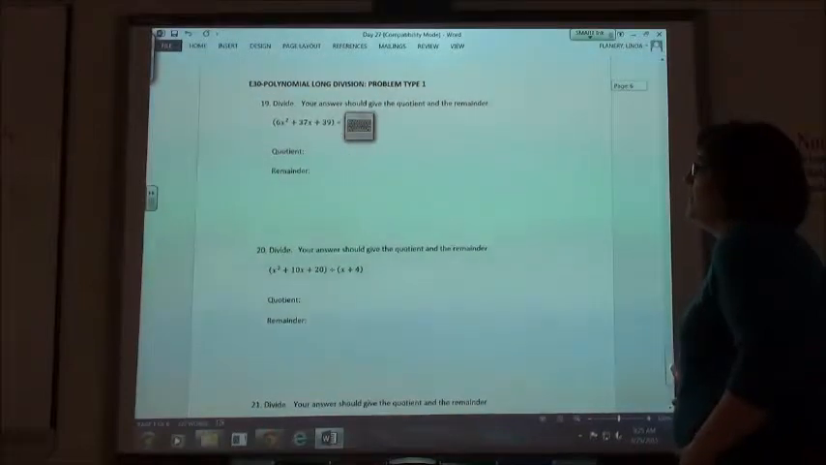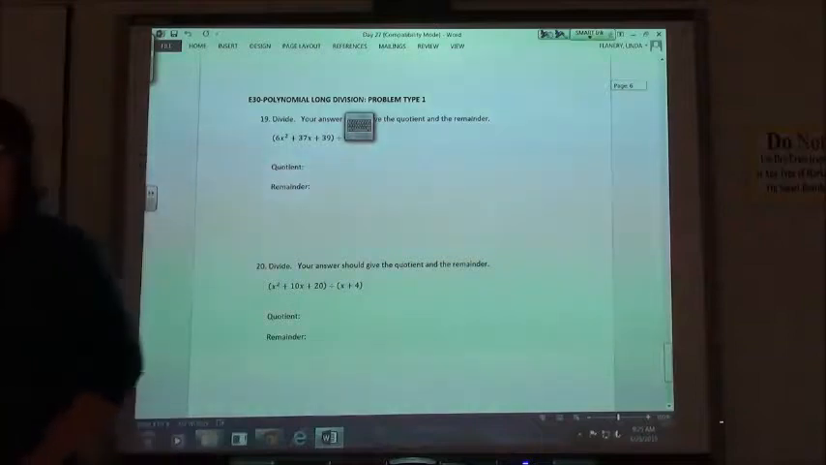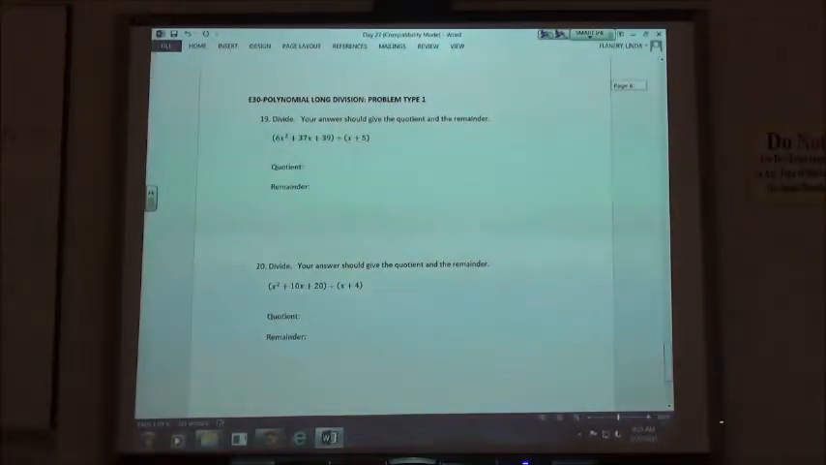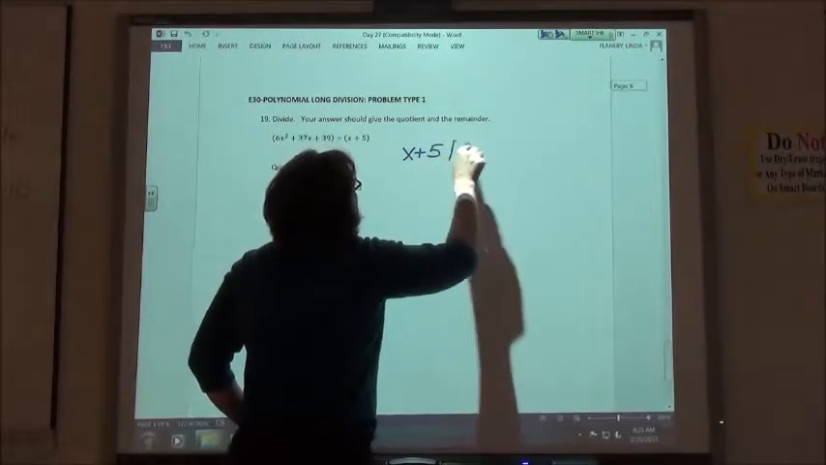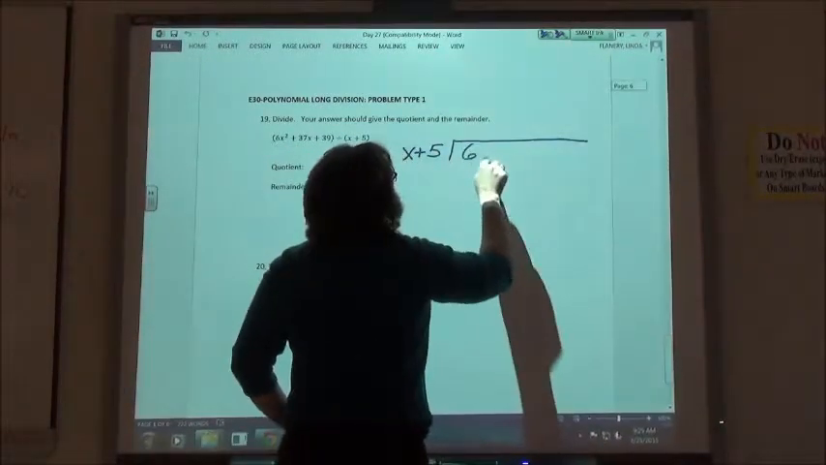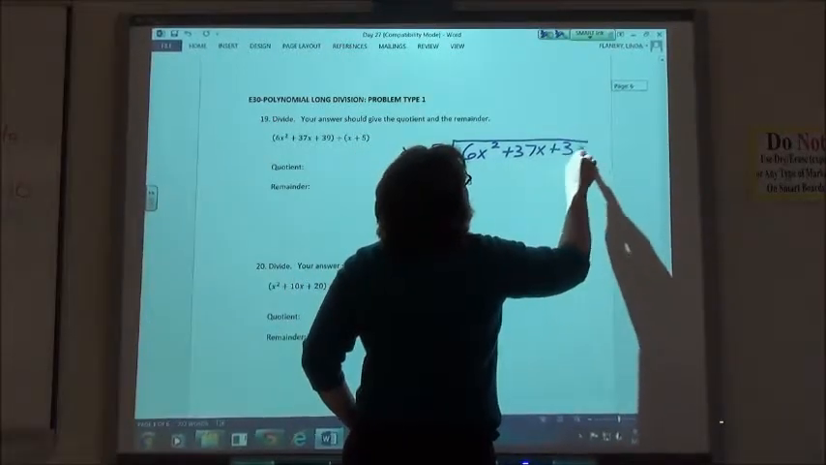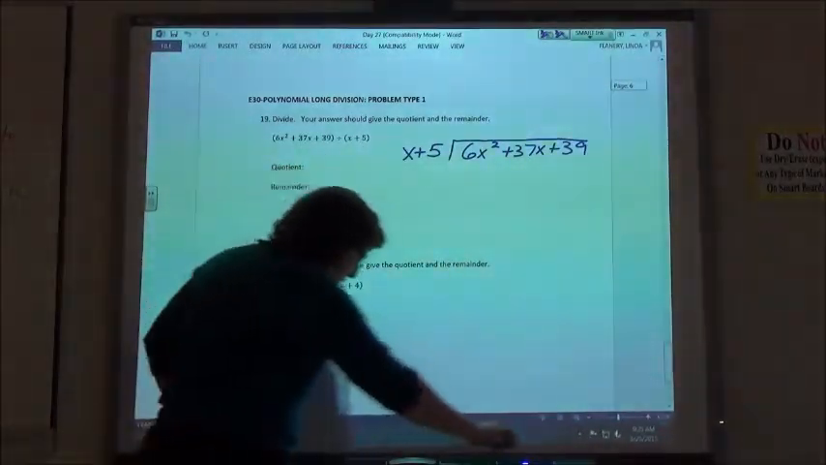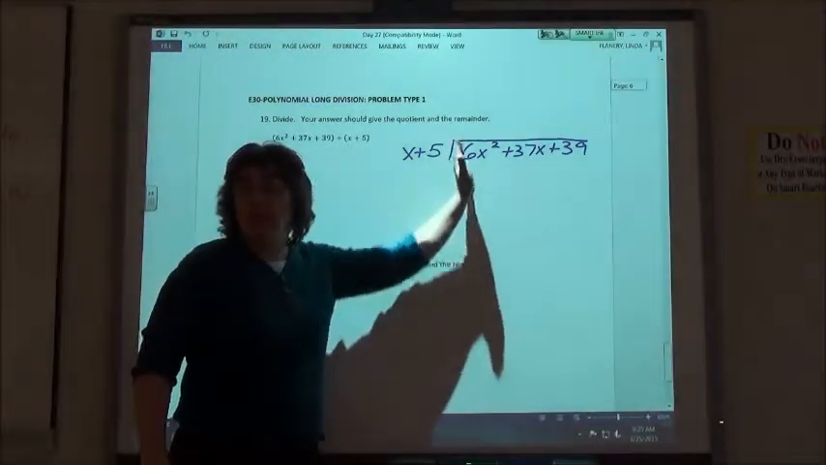And then we have what they call polynomial long division. So we're going to do long division with variables in there. And so we are going to take x plus 5 and we're going to divide it into 6x squared plus 37x plus 39. When you do a polynomial long division, your goal is to cancel out the leading term as you go.